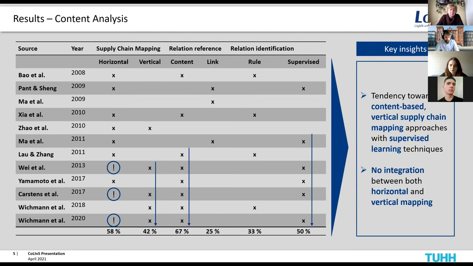We have seen that most of the newer approaches focus on vertical mapping based on content and currently use supervised learning approaches. However, we have detected that there are currently no approaches which, in the mapping dimension, do both horizontal and vertical mapping. They do either one of these, but not at the same time or in the same process.